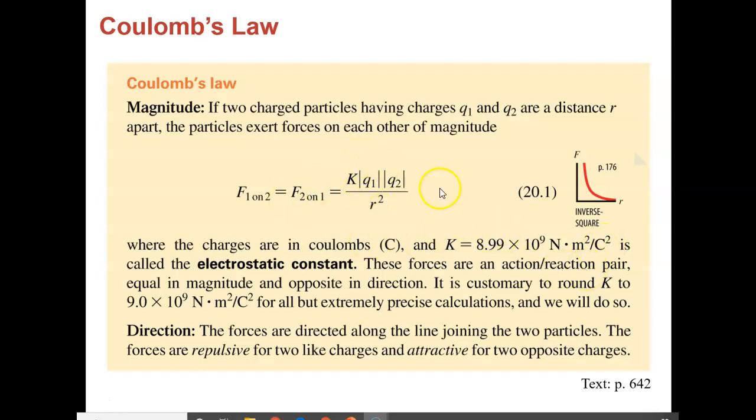And one thing to notice about this, just like with gravitational forces before, the relationship between the force and the distance is an inverse square relationship. So if you quadruple your radius, the distance between the centers of your charges, your force between them is 1/16 as much as it was before.